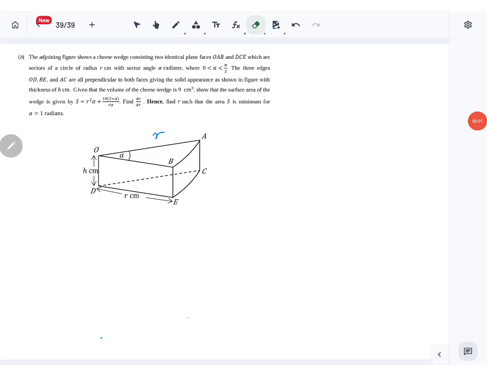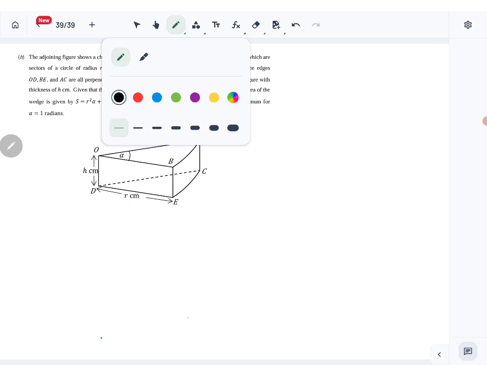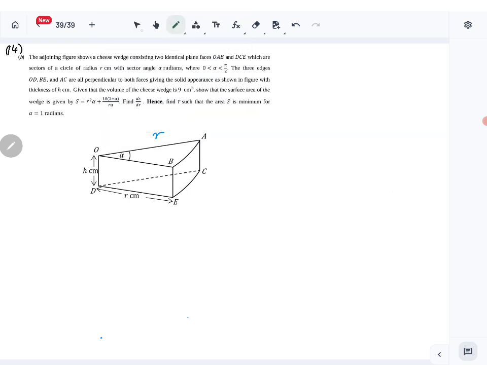Right. So now let's look at question number 14, part B of the pure mathematics paper. This is the application of differentiation. So this figure is given to us, a wedge consisting of two identical plane faces OAB and DCE.